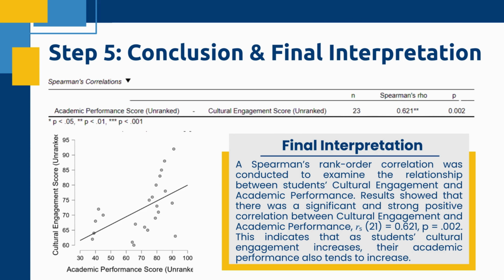Spearman's rank order correlation was conducted to examine the relationship between students' cultural engagement and academic performance. Results showed that there was a significant and strong positive correlation between cultural engagement and academic performance. This indicates that as students' cultural engagement increases, their academic performance also tends to increase.